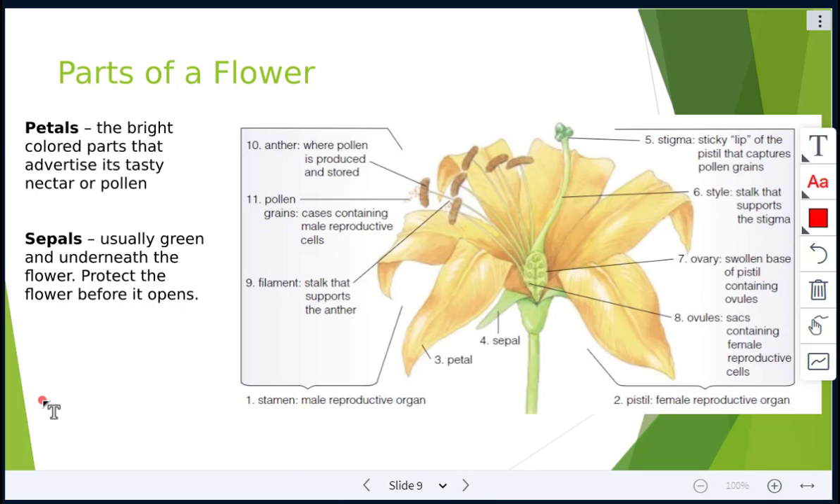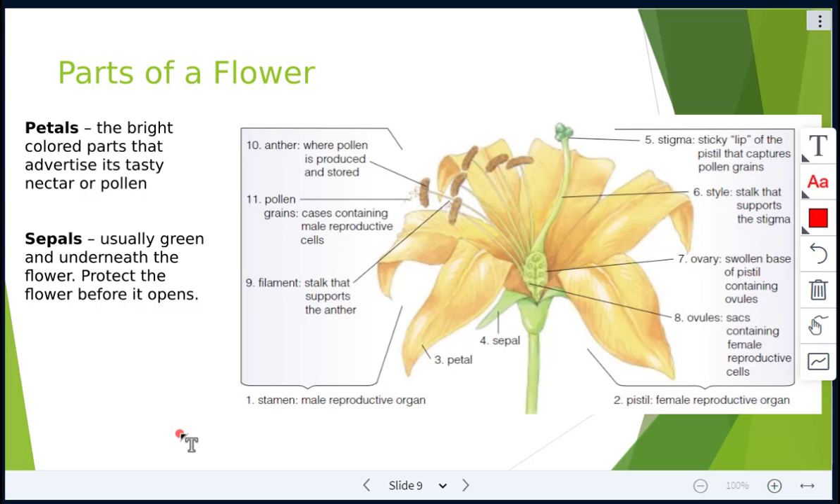All right, so next we're going to start looking at the parts of a flower. Okay, so parts of a flower, let's talk about the petals first. So here, for example, is one petal. It's the brightly colored part. It basically advertises to insects and other pollinators that it's got tasty nectar or pollen. Here we have the sepals down here. The sepal has a function basically for protecting the flower. So it's usually green, it's underneath the flower, and it's there to protect the flower before it opens.